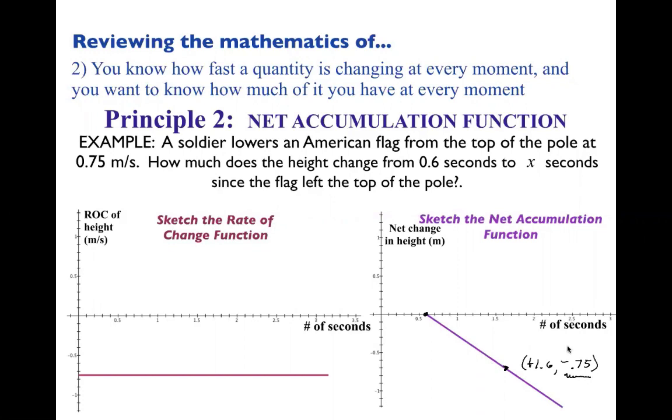Net accumulation is a change in a quantity since a particular starting point. We call that A. So A is 0.6. And so these y values give how much change in the quantity y since A equals 0.6 seconds.